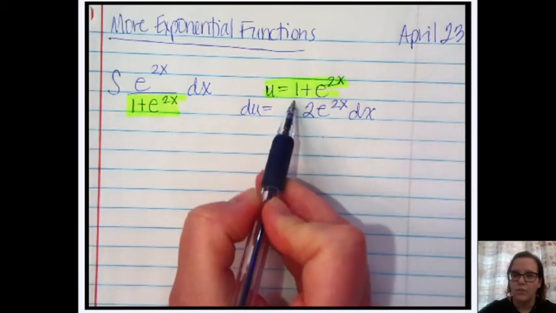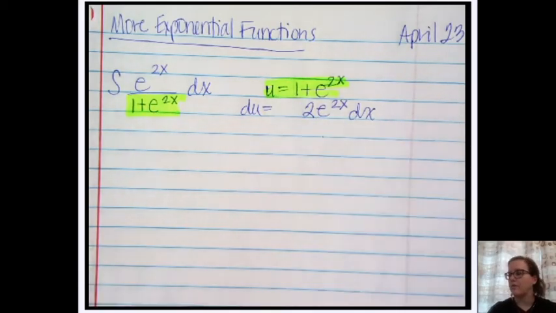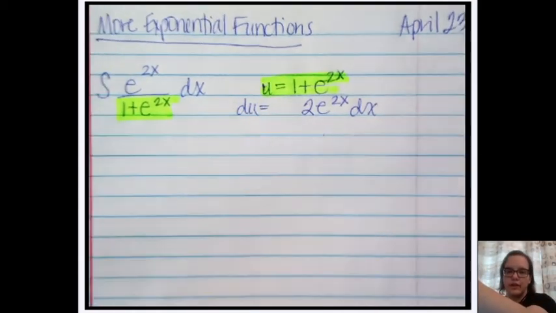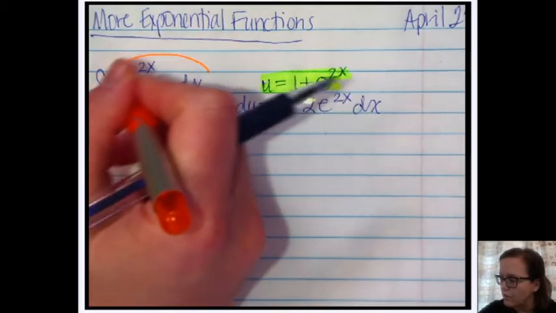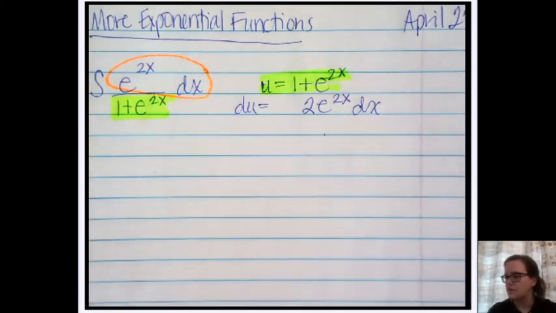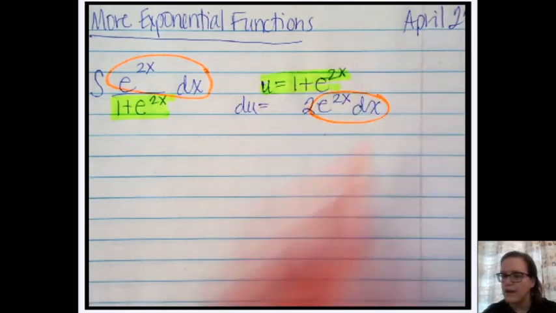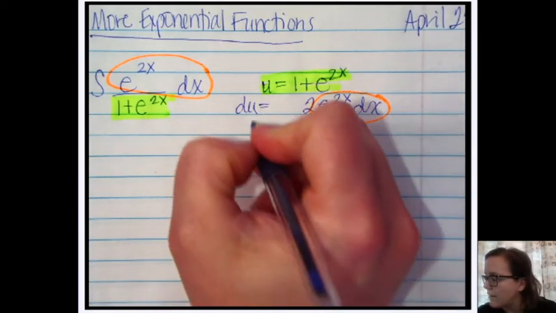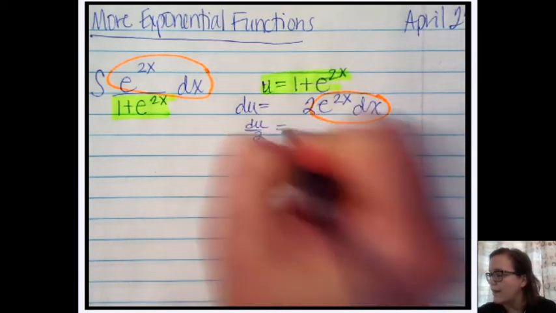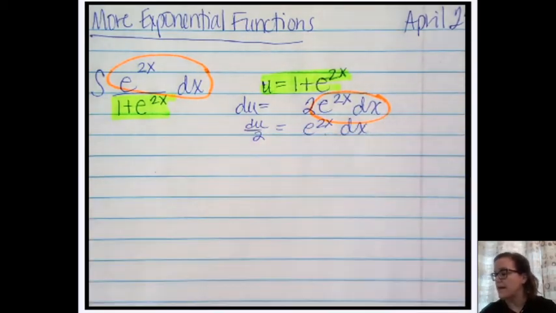And then if we look at the 1, remember the derivative of 1 is 0. And so our derivative right now is just 2e to the 2x dx. Okay. Now if we look at our original integral, we just want e to the 2x dx. And so if we look here, we have an extra 2. So how do we take care of that 2? Right, we just divide by 2. So we have 1/2 du is equal to e to the 2x dx.